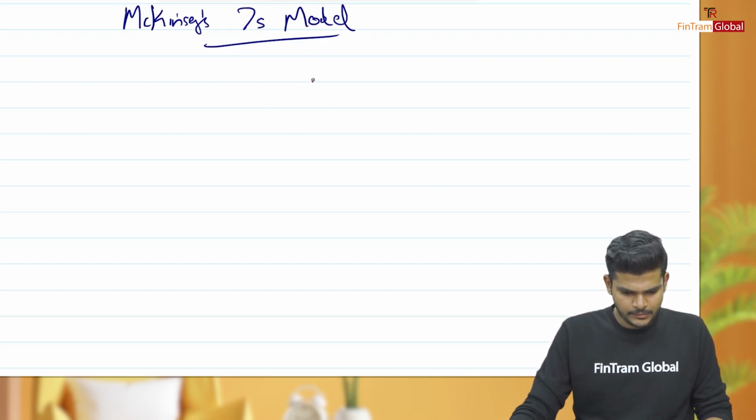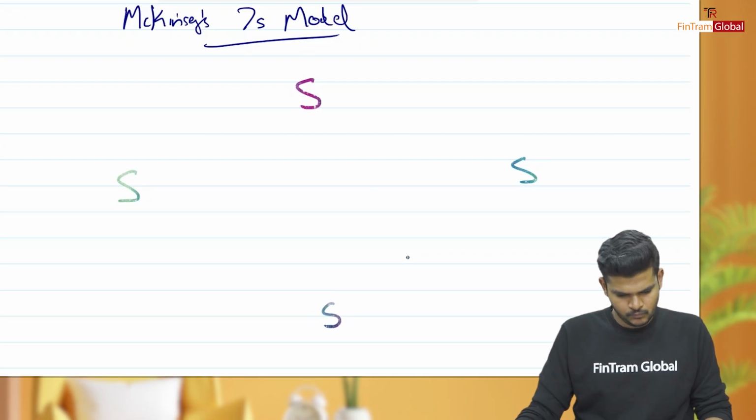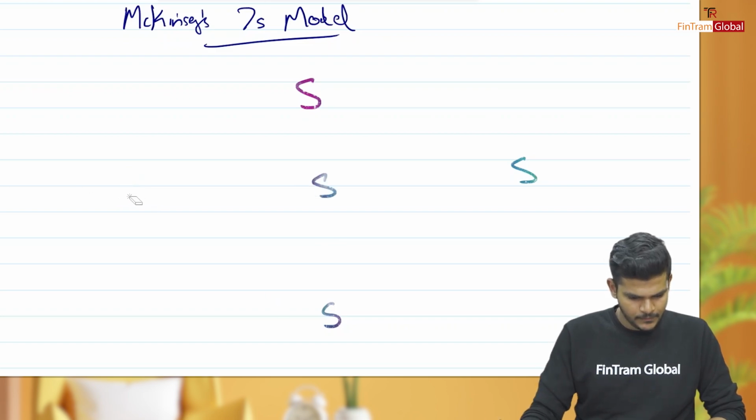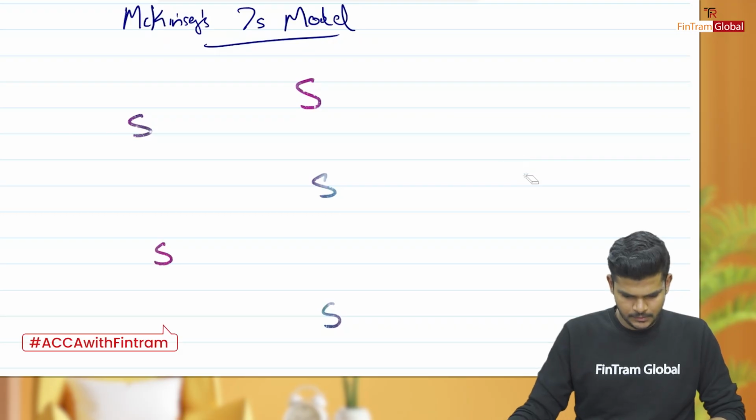Write an S over here. 2, 3, 4. I need 3 more, right? I need to mention 3 more. Where will I mention the other 3? Yeah, there is one in the middle. Then S, S, S, S. There we go.